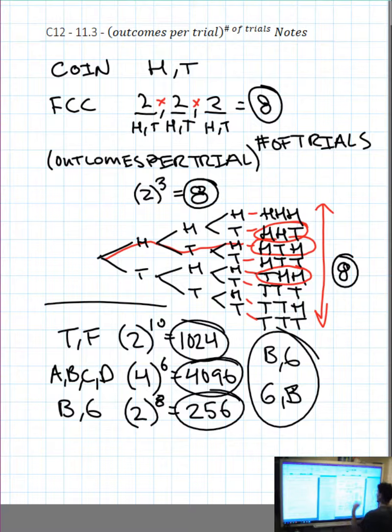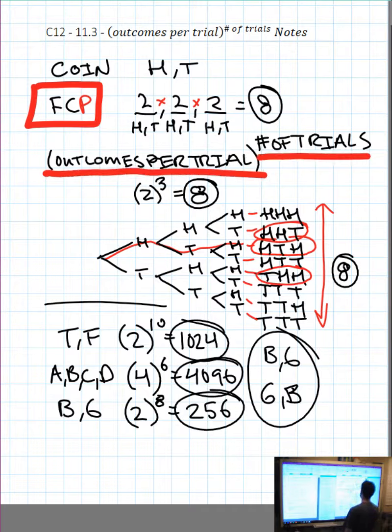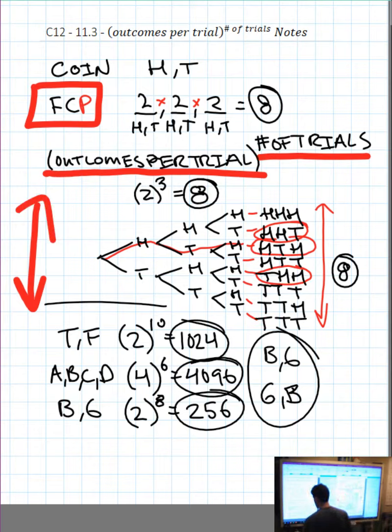So now we have the fundamental counting principle, FCP, at the top. I'm putting that in big red at the top. We have outcomes per trial to the exponent number of trials. And now we have our tree diagram. Lots of different methods. We're going to learn a few more.